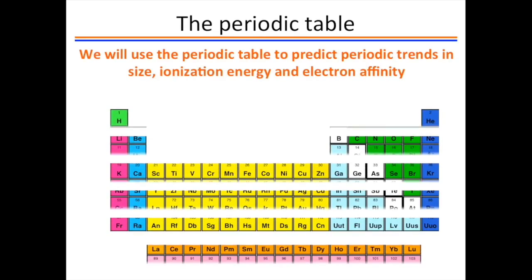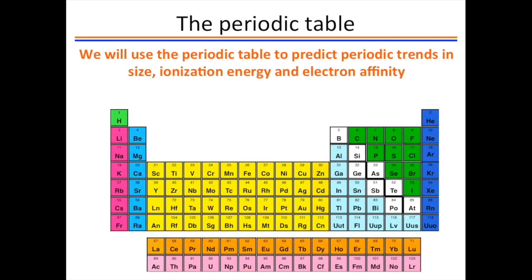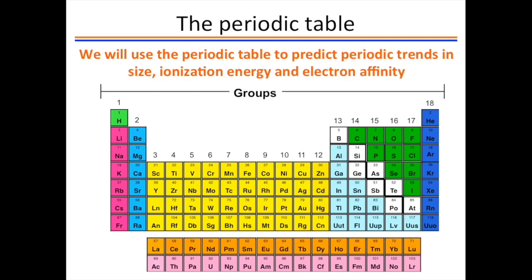Before we explore these trends, let's reacquaint ourselves with the periodic table and the language we will use in looking at the trends. Recall that the table is arranged in groups. These are the columns in the table. There are 18 groups. We also talk about the rows, which are called the periods. There are 7 periods, plus the 2 periods of the F-block elements.